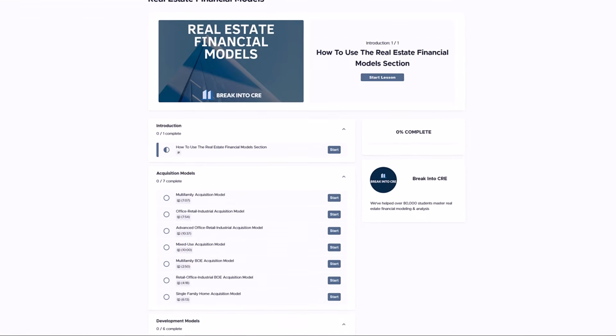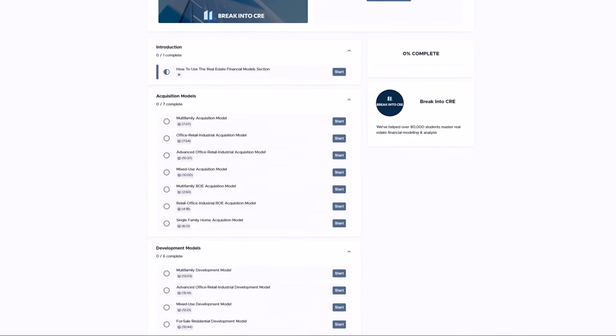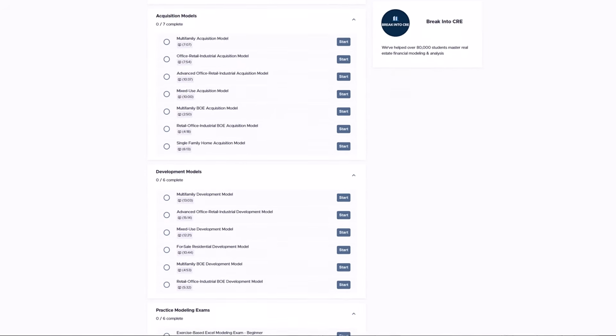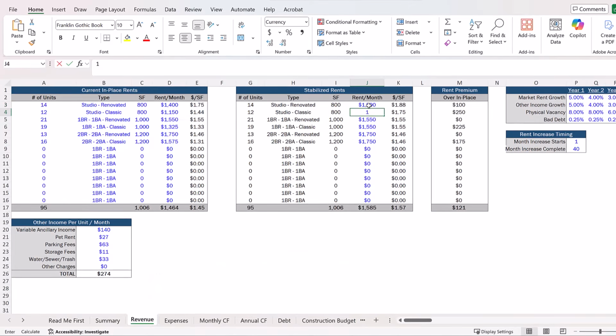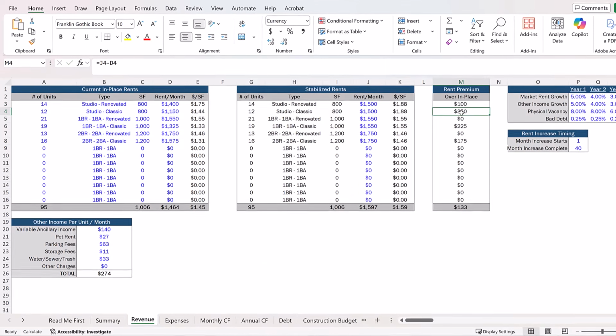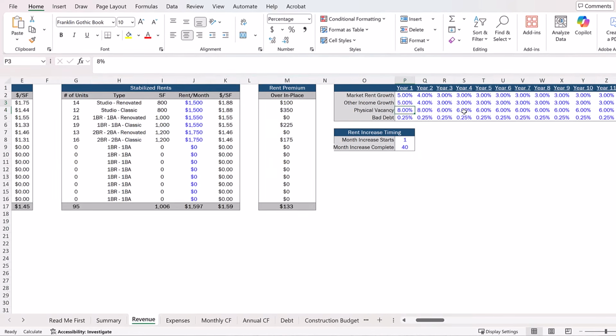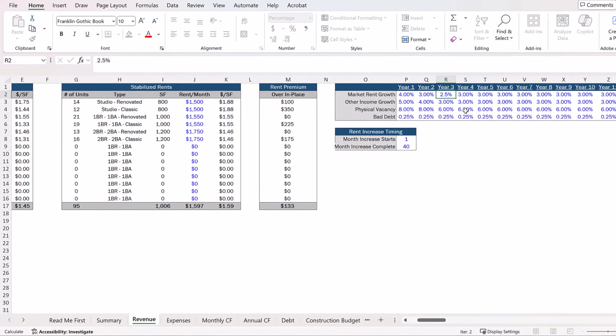Now, there are a lot of different ways to build a real estate financial model, but regardless of whether you start with one of our pre-built templates that we have inside Break Into CRE Academy, or you decide to use a different resource altogether, the goal here is to have a clear and straightforward model that you can use to analyze different scenarios quickly in a format that you can understand.